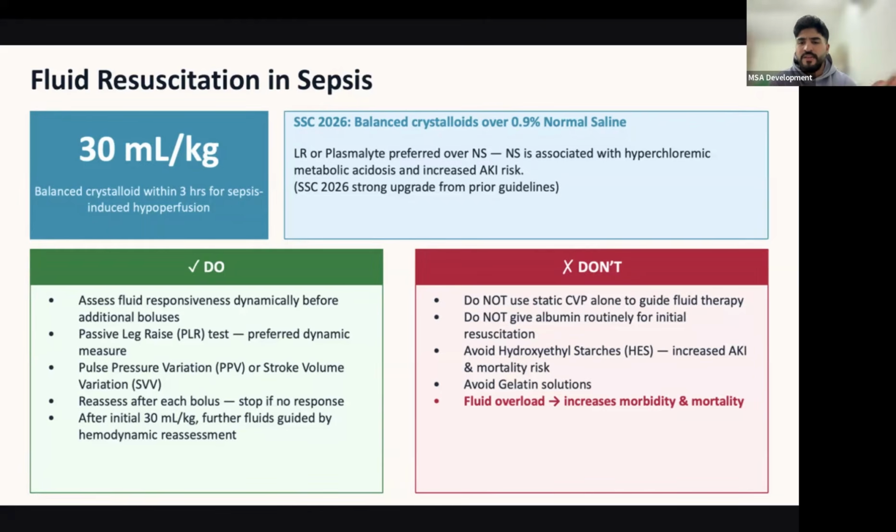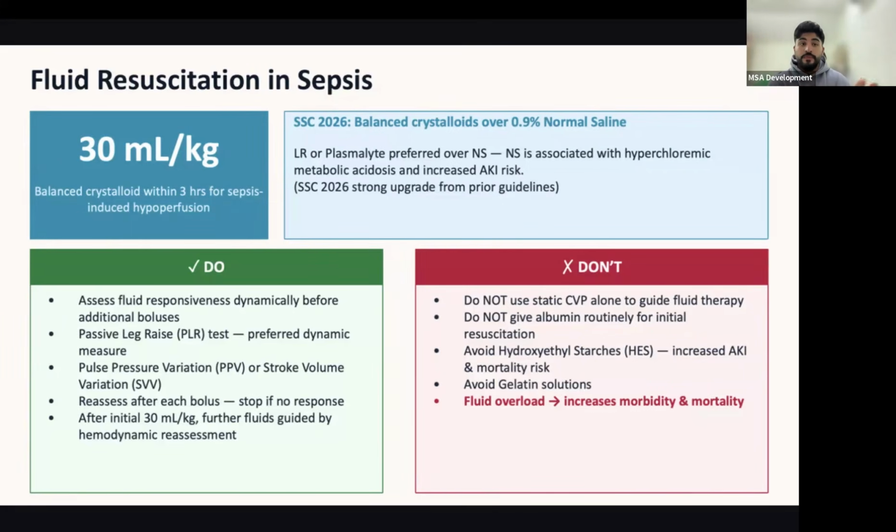You also need to avoid hydroxyethyl starches, which will increase AKI and mortality risk. It's in the slides. I don't know what it is. And you need to avoid gelatin solutions, and you need to avoid fluid overload. You don't just pump the patient on fluids, just khalas, so that he will become better. You do not do that.